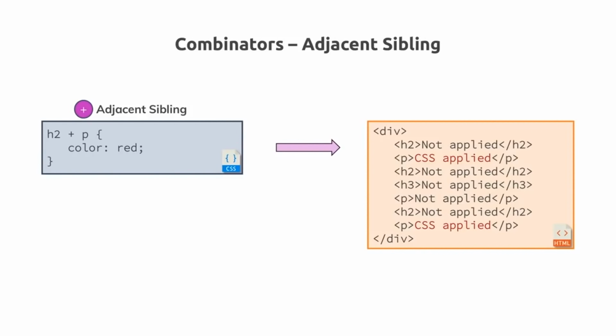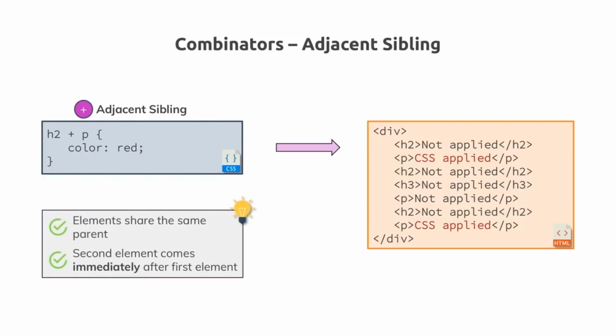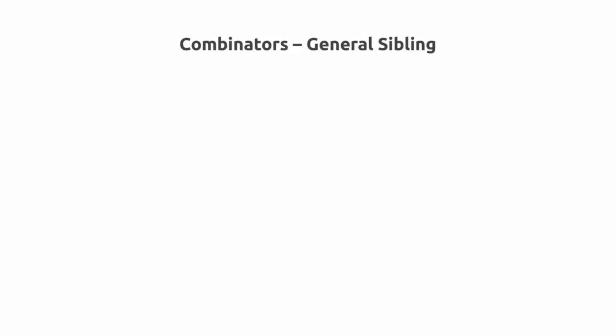Now, if you were to combine more than 2 selectors, so h2 plus p plus a, then only anchor tags next to paragraphs that are next to h2 tags would get the red color. So elements have to share the same parent here. That's also an important thing to keep in mind. They have to be on the same level. And the second element, or third, or whatever you're selecting, has to come immediately after the first or second, whatever you're selecting, element. The general sibling selector is connected to that, but more flexible.